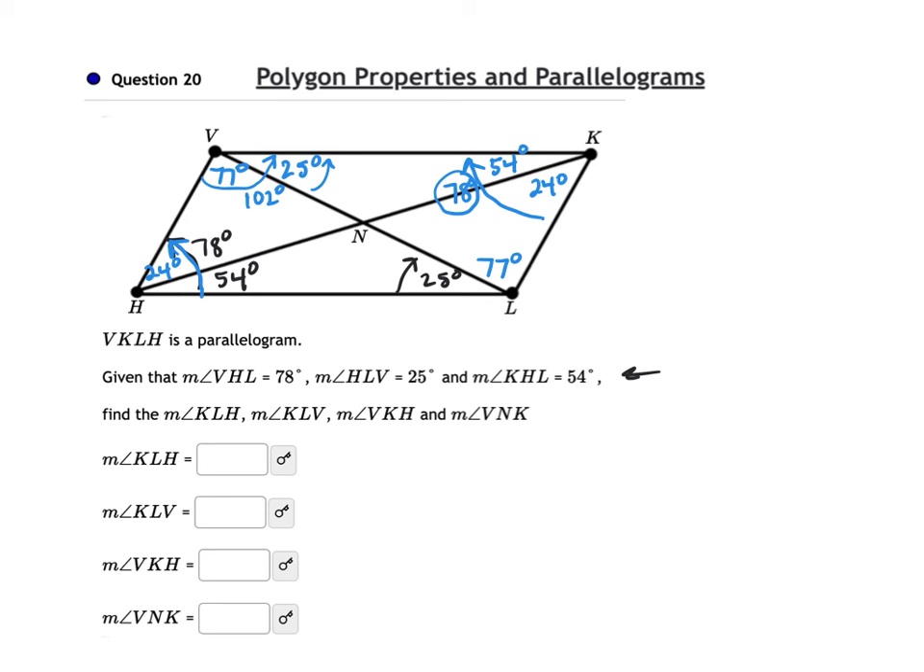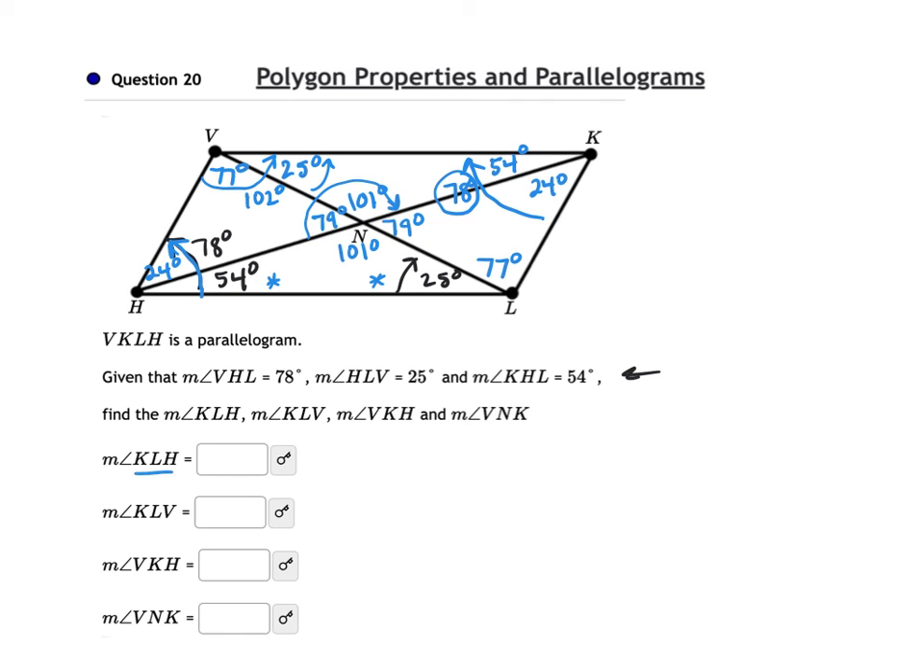Now that I have all the angles on the outside, I can find these vertical angles in the middle. I can take 54 and 25 and subtract from 180. 180 minus 54 minus 25, and I get 101 degrees. This is a vertical angle. It's 101 degrees. We have a linear pair right here. 180 minus 101 is 79 degrees, and this is a vertical angle. It's 79 degrees.